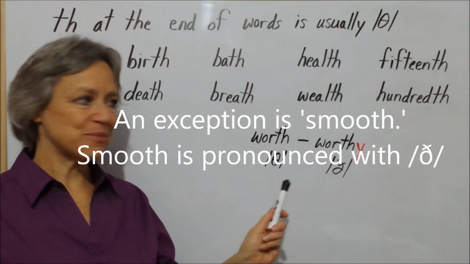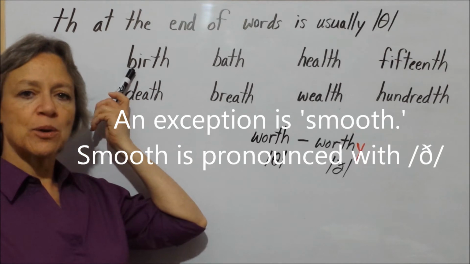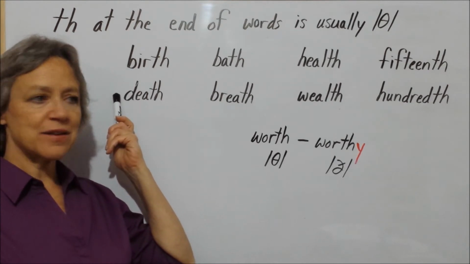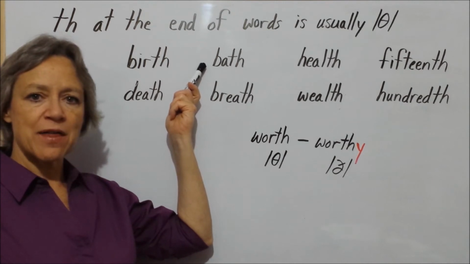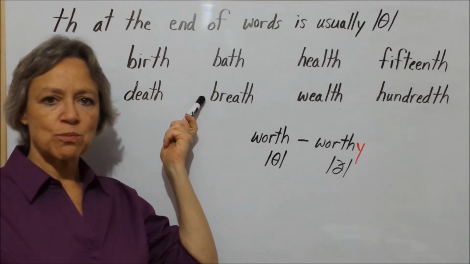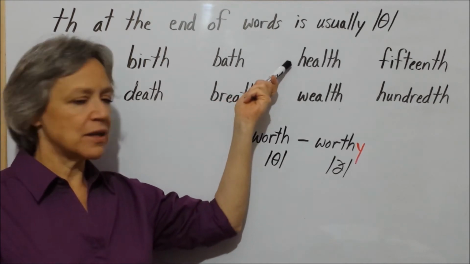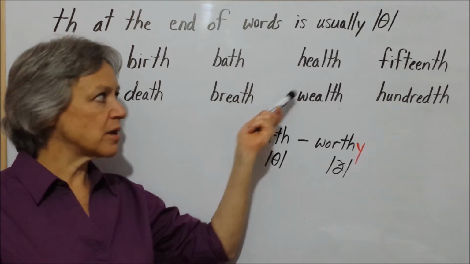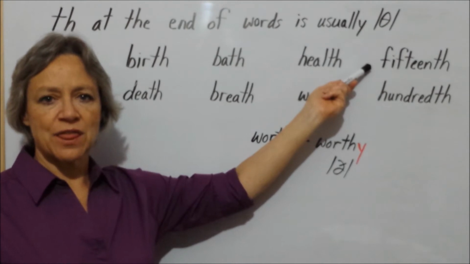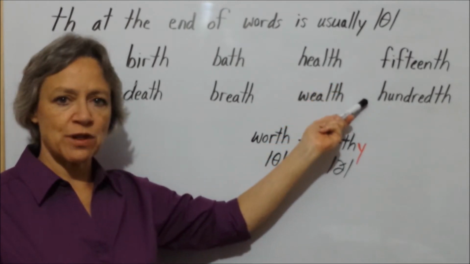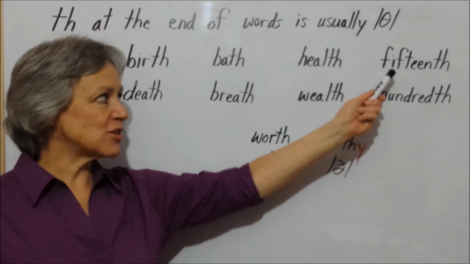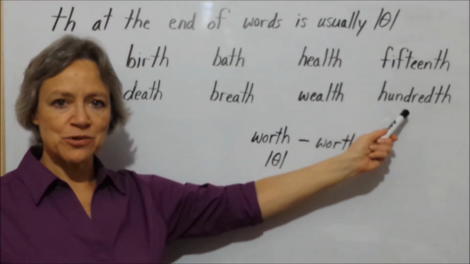Here are some examples. This is birth, death, bath, breath, health, wealth, 15th, 100th. Notice that these last 2 are numbers.